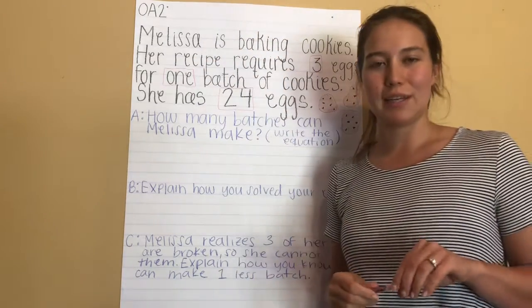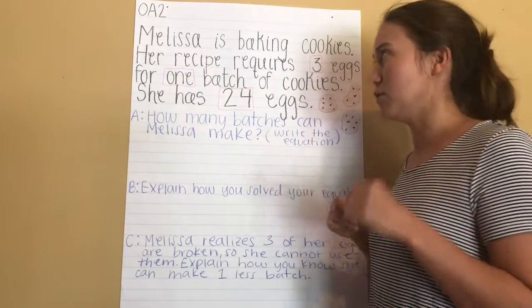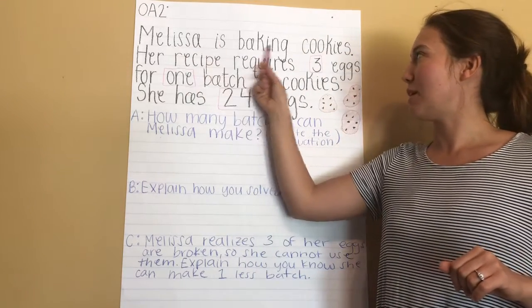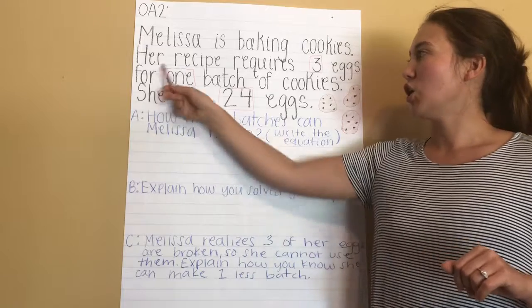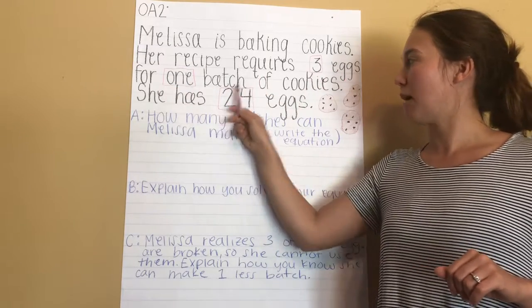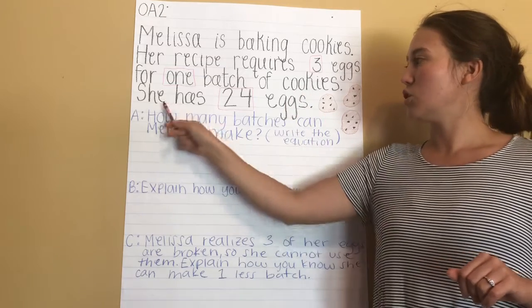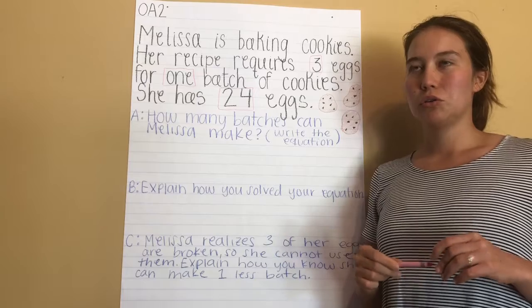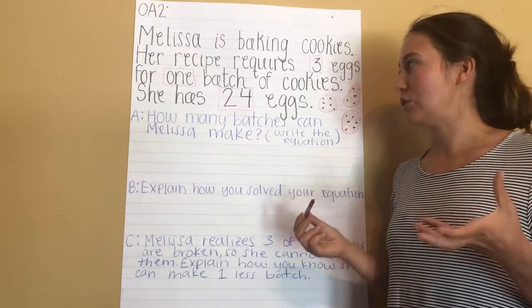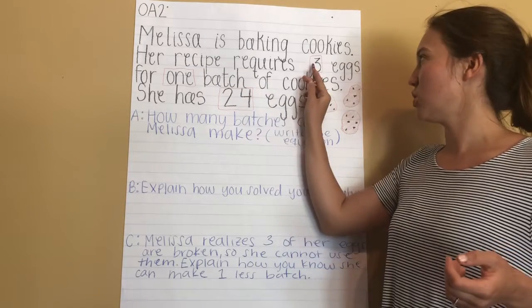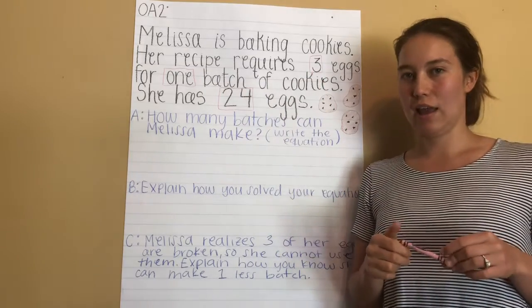Now I'm going to reread now that I've identified all my numbers in the problem. It says, Melissa is baking cookies. Her recipe requires 3 eggs for 1 batch of cookies. She has 24 eggs. So this girl, she's baking cookies. She has 24 eggs, and each batch needs 3 eggs.